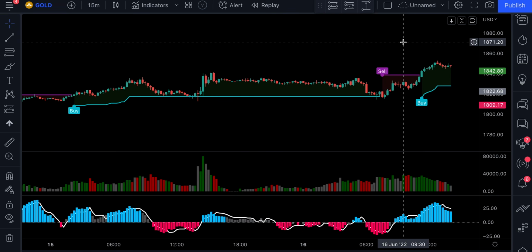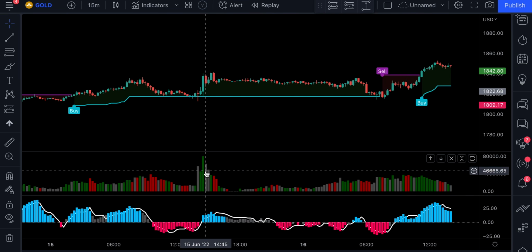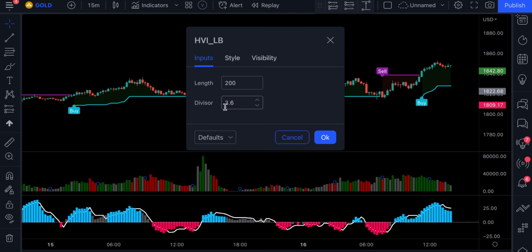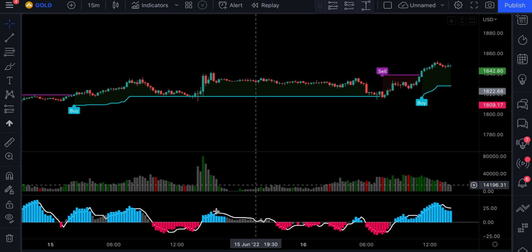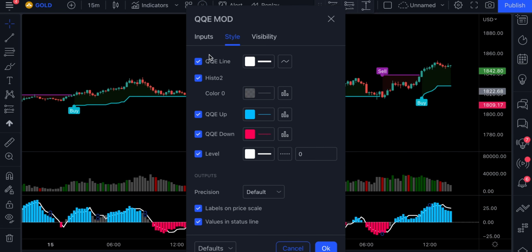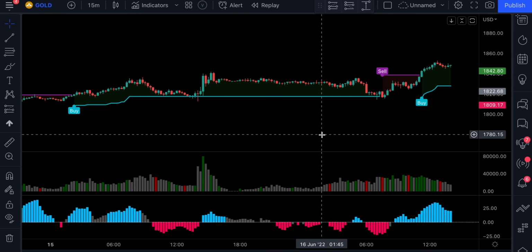Okay, now we need to make some slight adjustments to these indicators. So let's first access the settings on this volume indicator and change this value from 3.6 to 1.5. Okay, so right away we can see that we got less colored histograms. Now let's double click on this QQE mod and get rid of this QQE line. And the reason I added these indicators to the chart is to better identify the continuation trends.